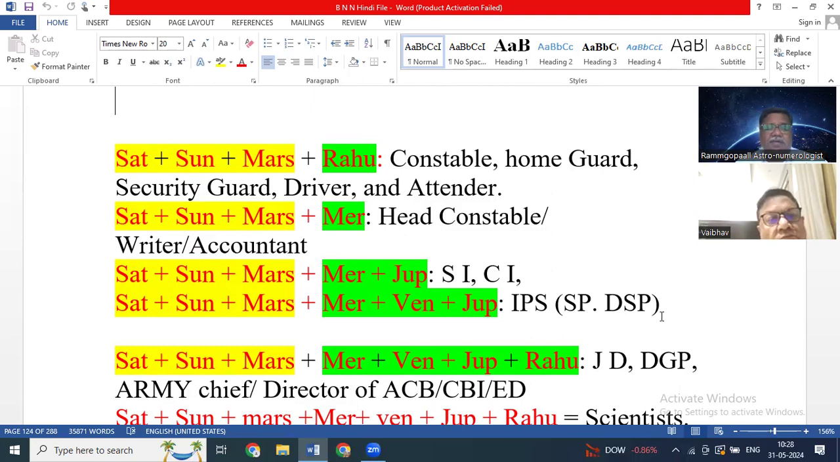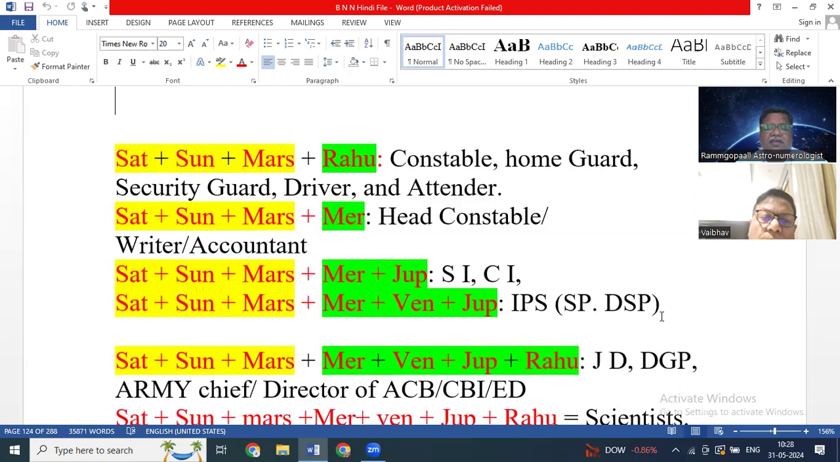Saturn, Sun, Mars के साथ Mercury हो तो जातक head constable और writer और accountant बनेगा, क्योंकि Mercury knowledge planet है. So knowledge है तो at least intermediate or degree necessary to become accountant or writer in the police department. So Mercury is knowledge planet. So next step, Mercury के पास Jupiter भी हो तो Saturn, Sun, Mars, police department. Mercury, Jupiter gives highest position in the police department in a police station.